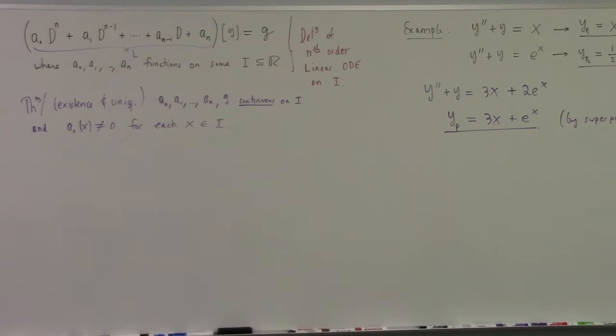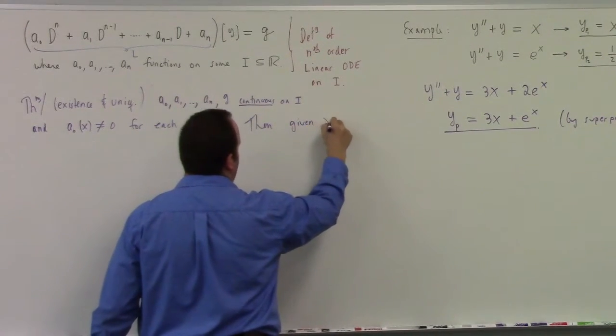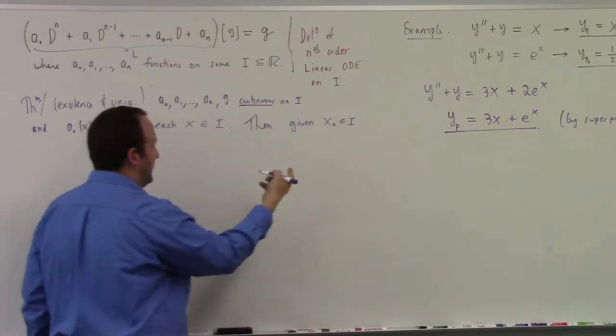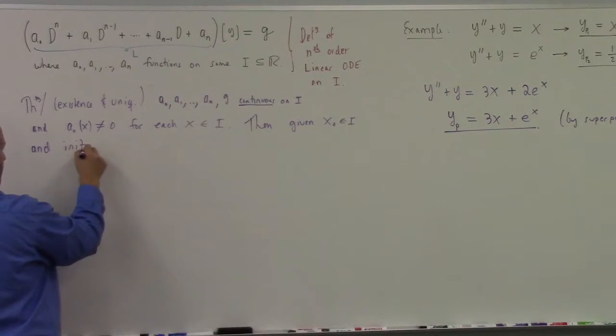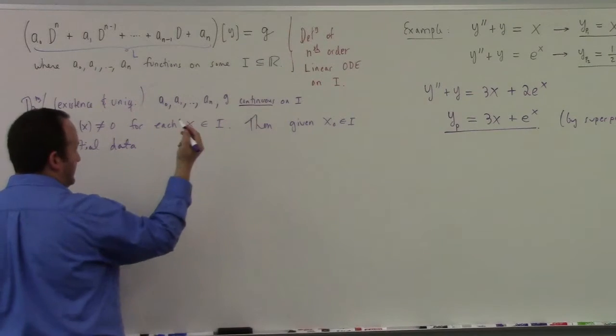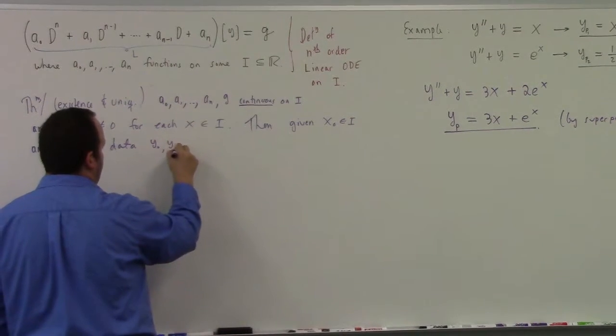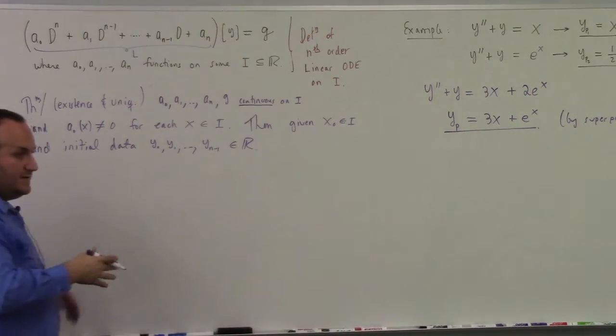So if you got all that, and you have then a point in I, and n constants, y naught through y n minus 1, given a point in the interval that the differential equation is defined, and an initial data set. So initial data, all I mean by that is just n constants. So y naught, y1, and so on, y n minus 1, given real numbers, okay? Given this data.